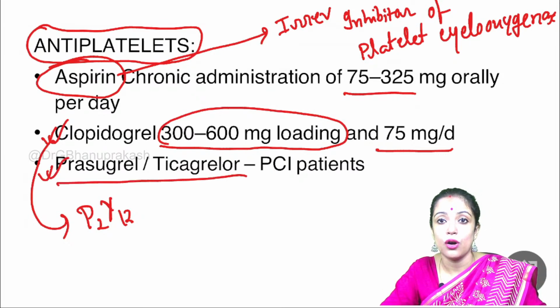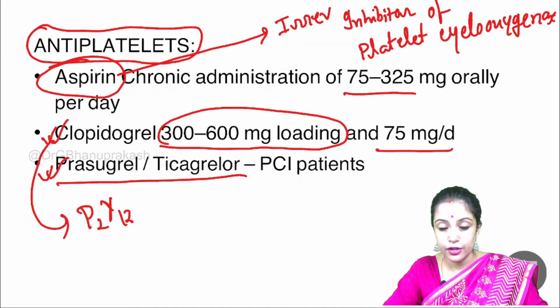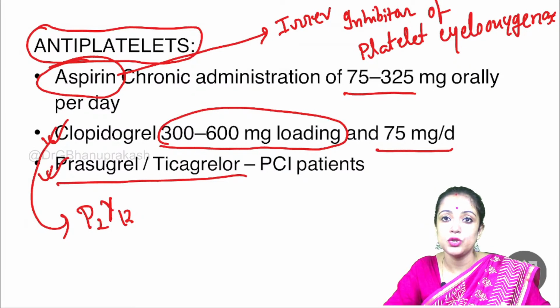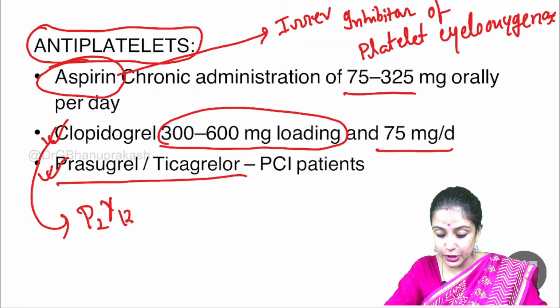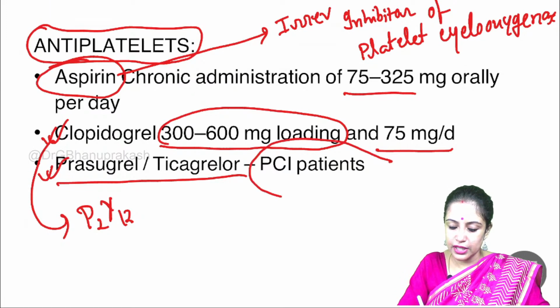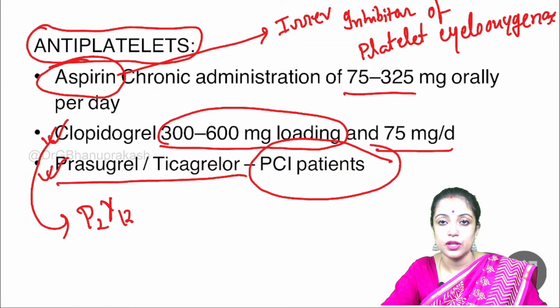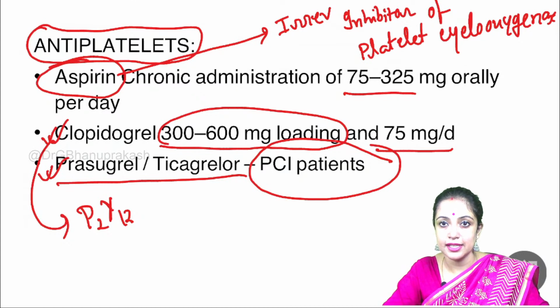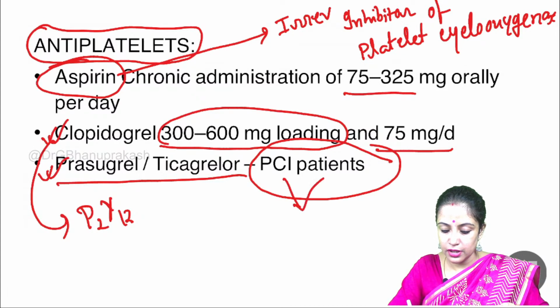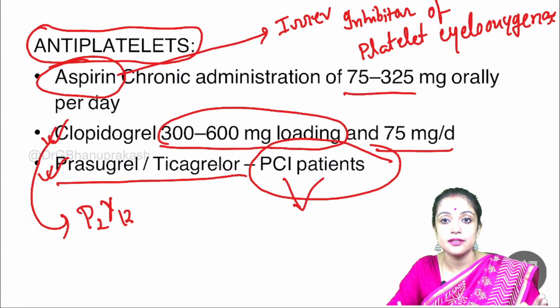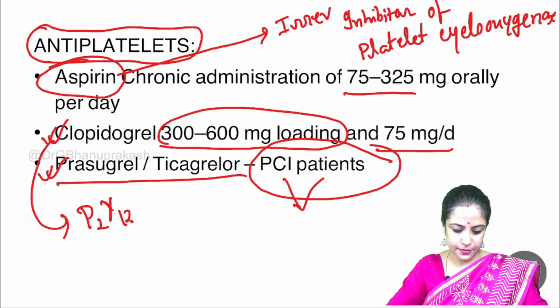Prasugrel and ticagrelor are the other antiplatelet agents, P2Y12 receptor inhibitors. They are used in PCI patients, before the coronary stenting by percutaneous coronary intervention. They do have a high risk of bleeding in comparison to other antiplatelets.